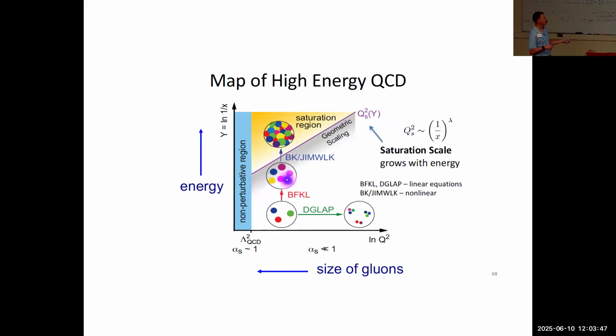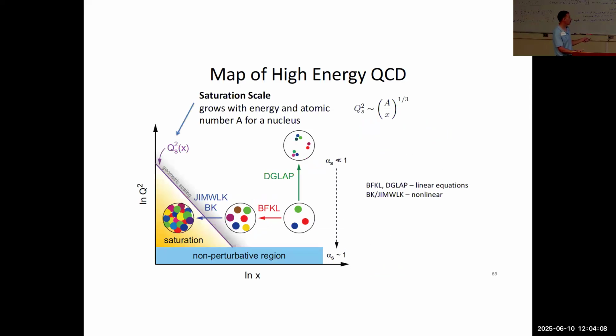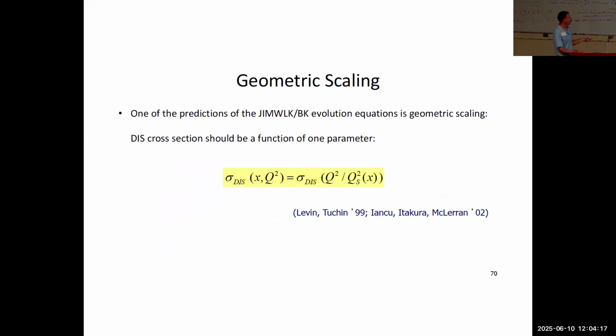BFKL evolution gets you close to it, but it would violate unitarity. You need nonlinear corrections to restore unitarity for N to be smaller than 1. And that's a transition to the saturation region. Now, I did not have the time to talk about geometric scaling, so let's leave it hanging. If you wish, you can ask me. We also discussed it last night quite a bit in the discussion session. Okay, this is the same plot, by the way, just x and Q squared axes are changed, but this is what you see in the EIC white paper.